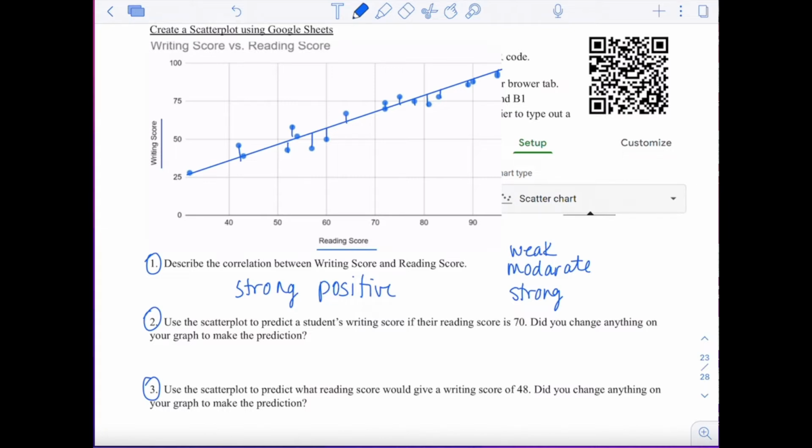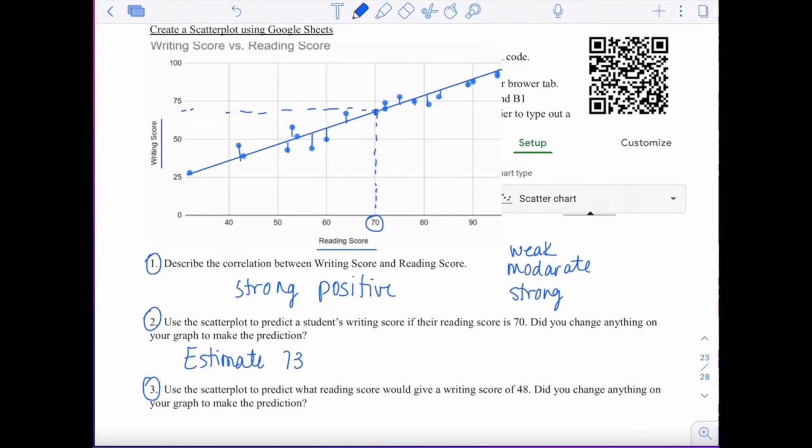Okay. Let's predict a student's writing score if their reading score is 70. So what that means is I want to follow this line to see what the reading score or the writing score might be. So when I look at this, I think I'm going to estimate, maybe 73.